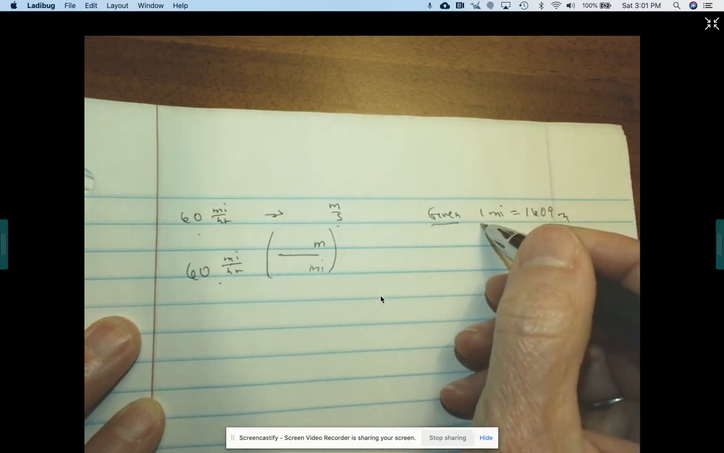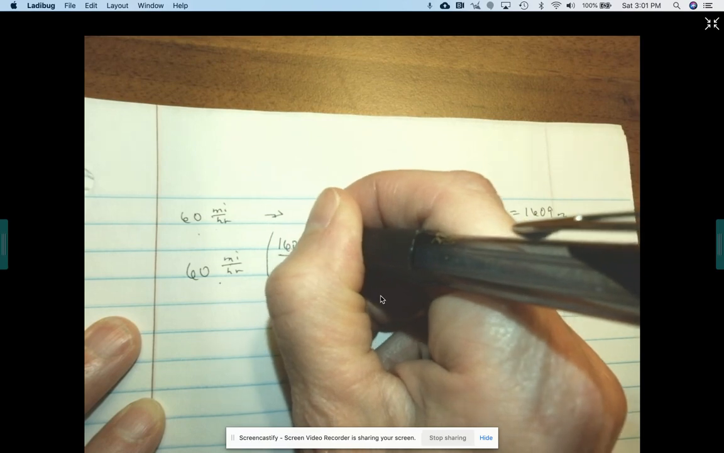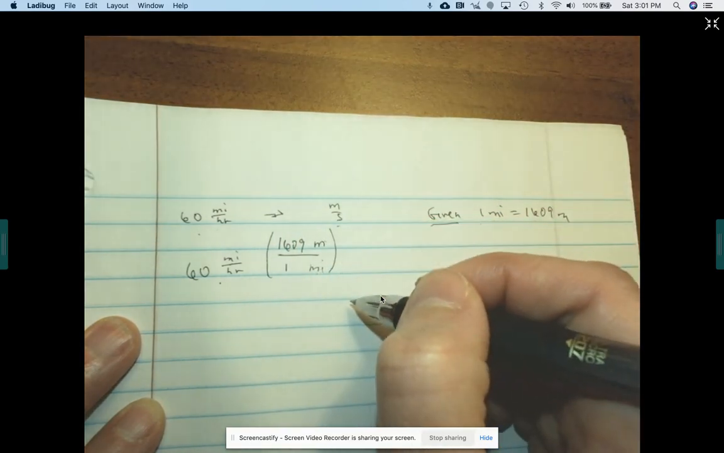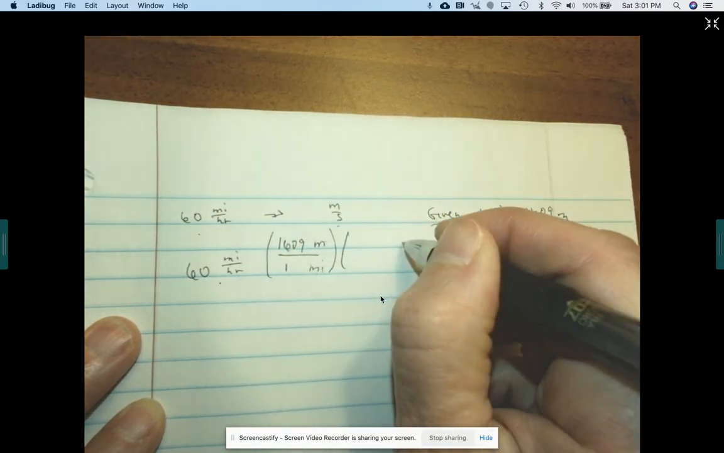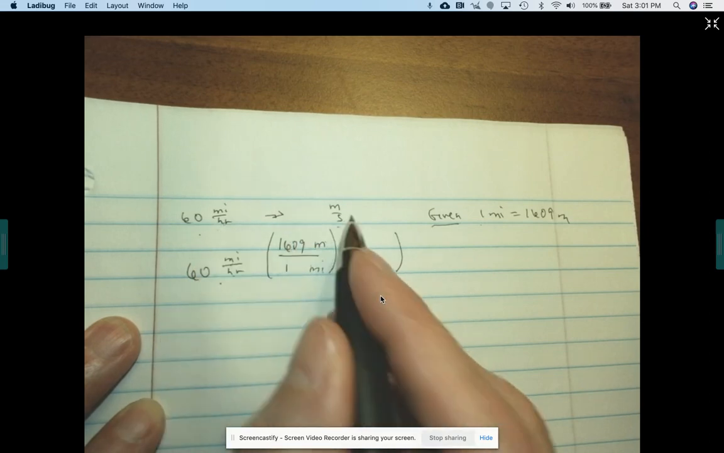And we were told over here that 1 mile is 1609 meters. So those are equal to each other, so that fraction is 1, even though the units are different. Now we want to convert our time. So we need to go from hours on the bottom to seconds on the bottom.